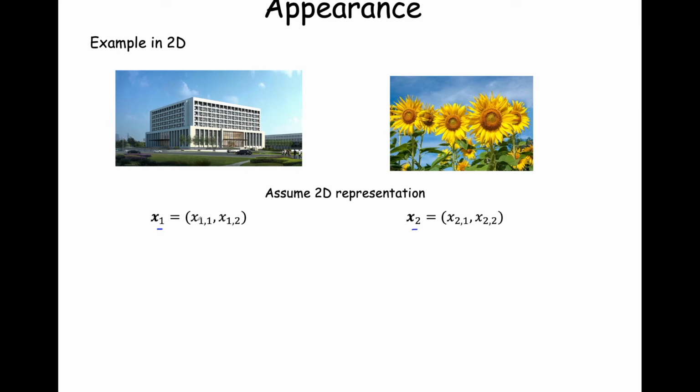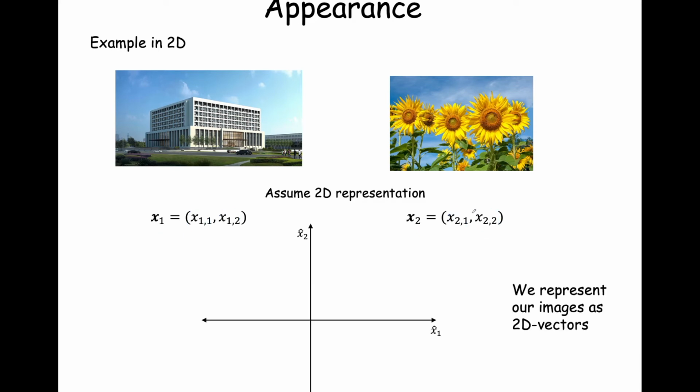And so the features x11 and x12 are the first feature for the building image and the second feature for the building image. And then x21 and x22, that's the first feature for the sunflower image, and we have the second feature for the sunflower image. Now, of course, we can represent images, in this case, as 2D vectors. And we're using 2D because it's easy to demonstrate on a PowerPoint slide. And so here we have x1, and we have point x2, and this is our sunflower image.